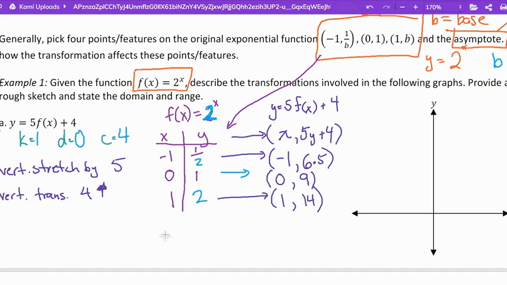And we also must consider the asymptote. So it starts off at y equals 0, and it ends up at y equals c, right? Y equals c, which is what? Y equals 4.